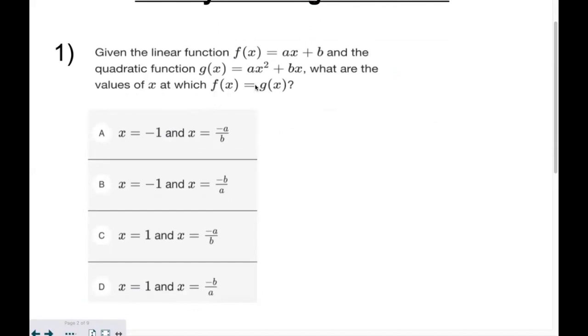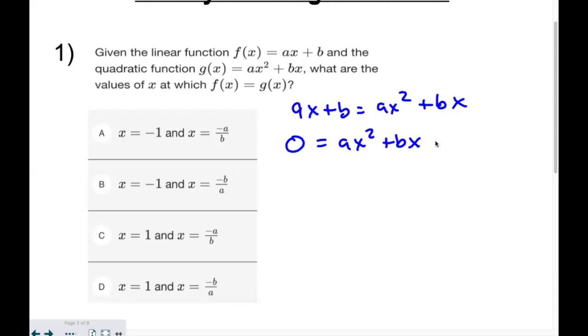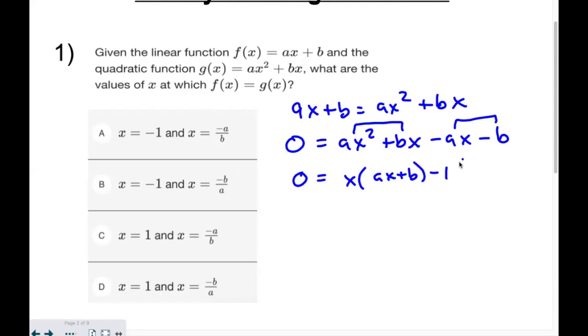So if we want to know where these are equal to each other, we're simply just going to have ax plus b equals ax squared plus bx. And then I want to get everything to one side. So I'm going to have 0 equals ax squared plus bx. And then I'm going to subtract the ax and subtract the b. And whenever you have four terms, what you want to do is factor by grouping. So out of the first two, I can take out an x and I get ax plus b. And out of the second two, I can take out a -1 and then I also get ax plus b.